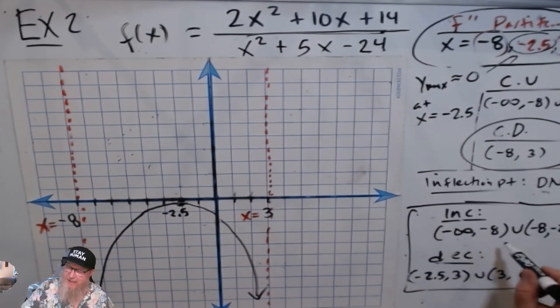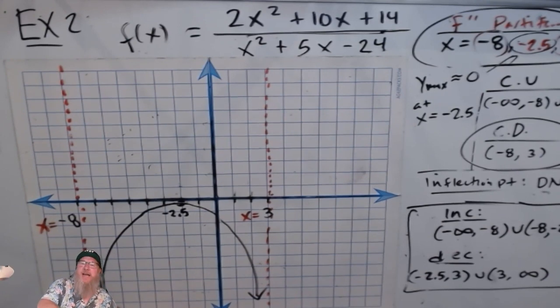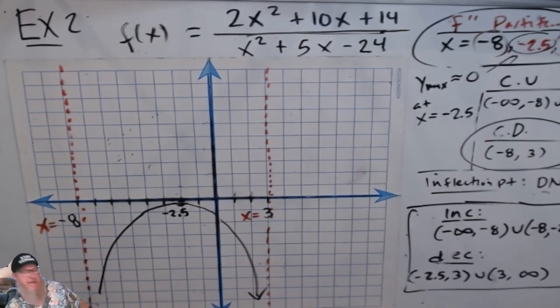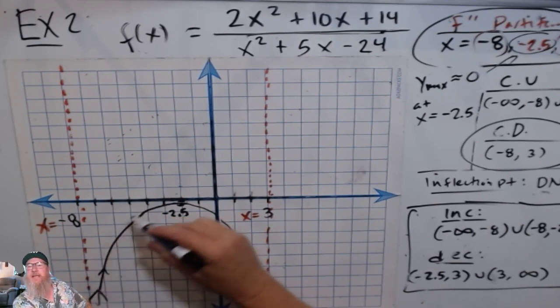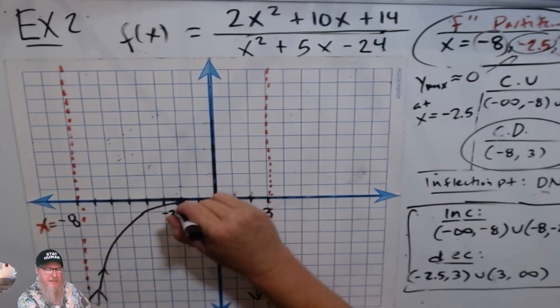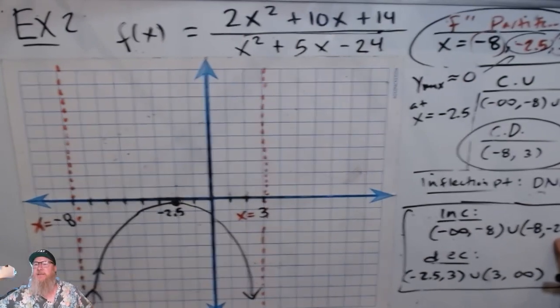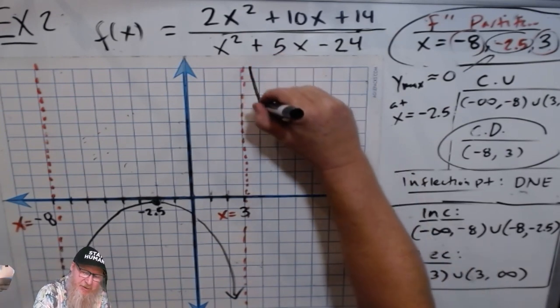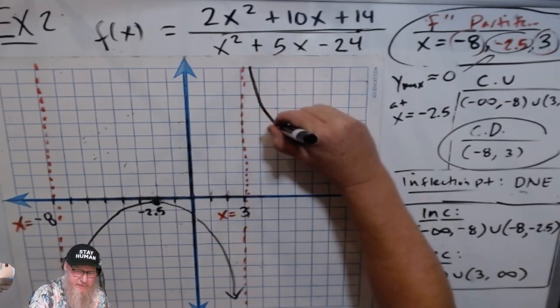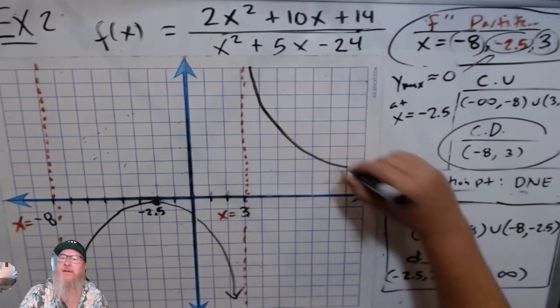Increasing, yeah. So notice this arrow, I'm blocking the arrow with my head, but this is actually going up like this. So it's increasing until it gets to here, see? You can see that, negative 2.5. And then it's decreasing, yeah. So this is decreasing like that.